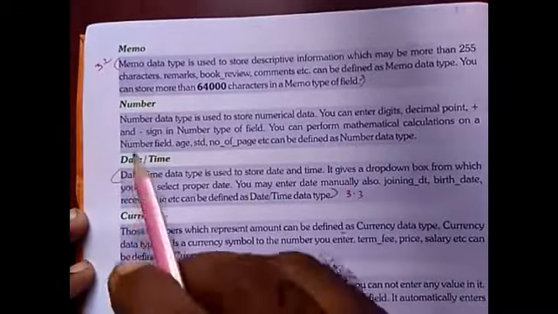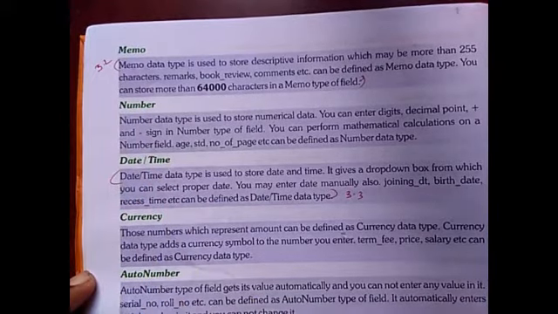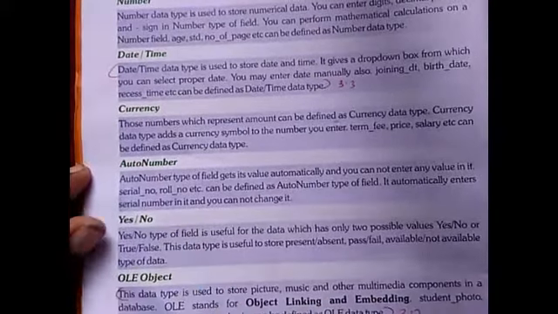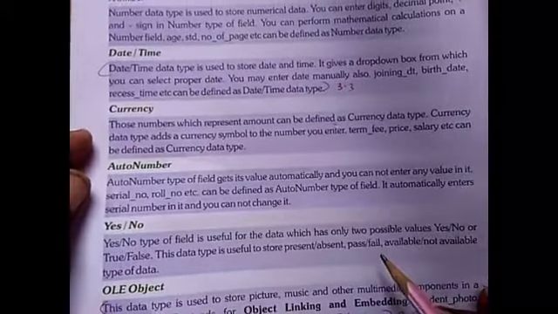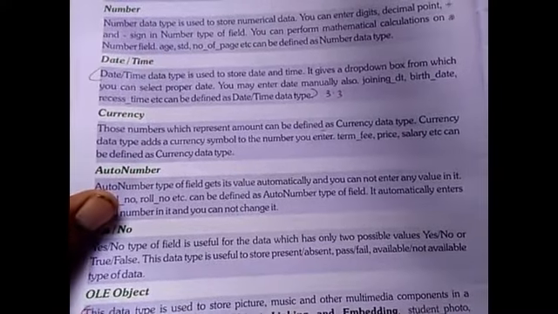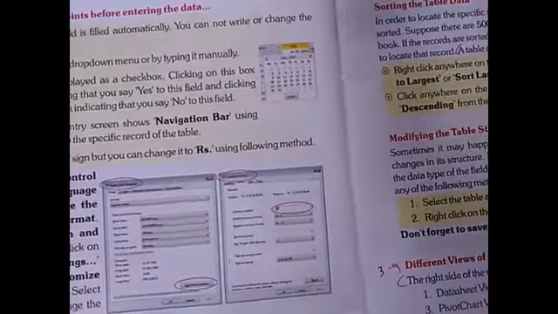These are the data types given: memo, number, date, time, currency, auto number, yes and no, OLE object, hyperlink. Just go through it, you will understand. I don't think much explanation is necessary. The remaining text, just go through it. If there is any doubt, you can ask. Now straight away we will go to the question answer part.